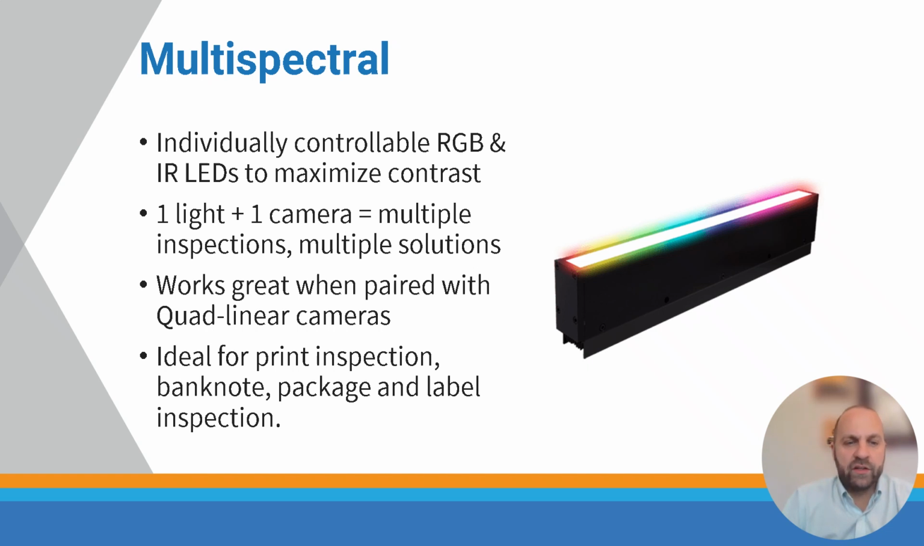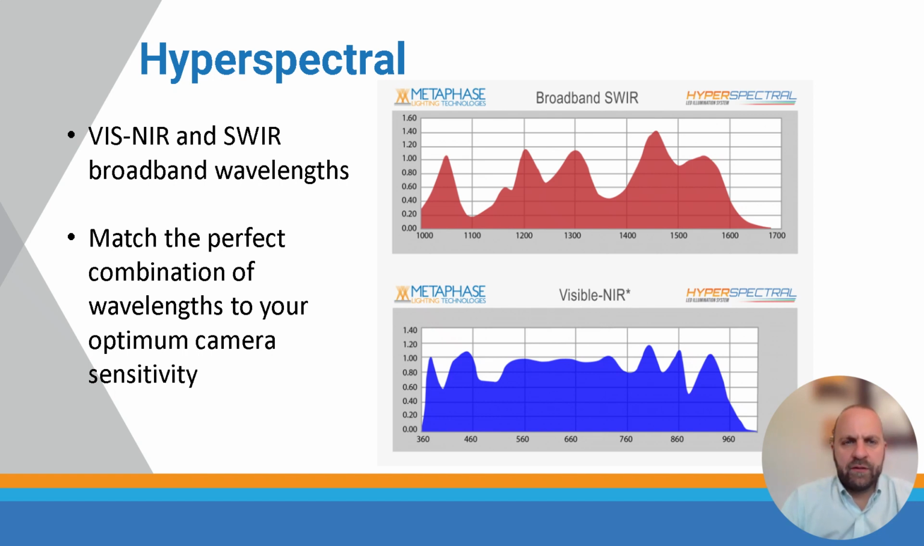It works great when it's paired with quad linear cameras, and we often see it in print inspection, banknote inspection, and packaging and label inspection use cases. Here's an example of a couple of hyperspectral LEDs. The top one is visible, NIR and SWIR broadband wavelengths going from about 1,000 nanometers to 1,600 nanometers. And below we have a visible NIR going from about 360, right into the UV wavelengths, up to about 960, kind of the end of the IR spectrum there. With this, you can match the lighting wavelength that's being produced to optimize what your camera can pick up for its range of wavelengths.